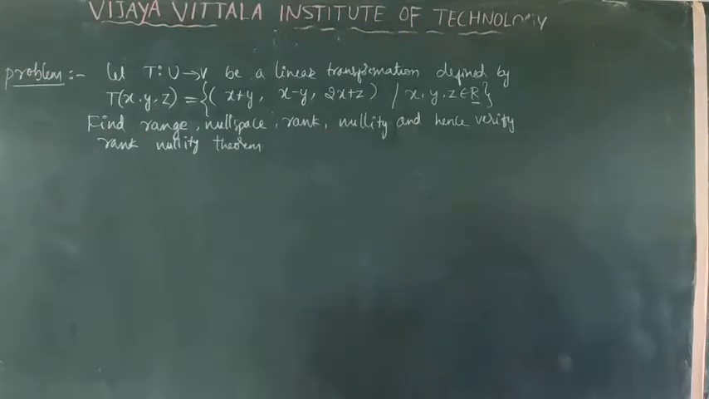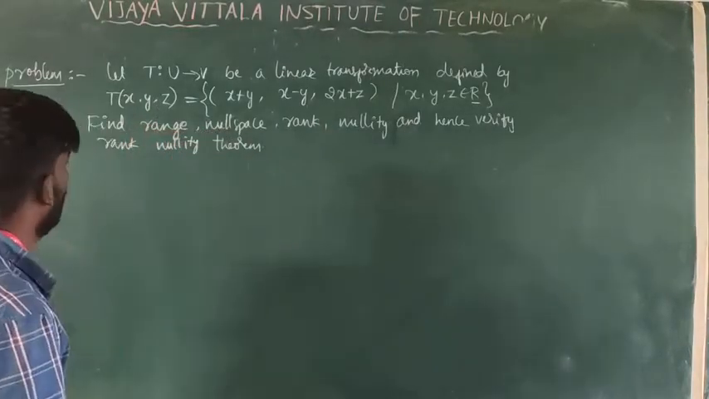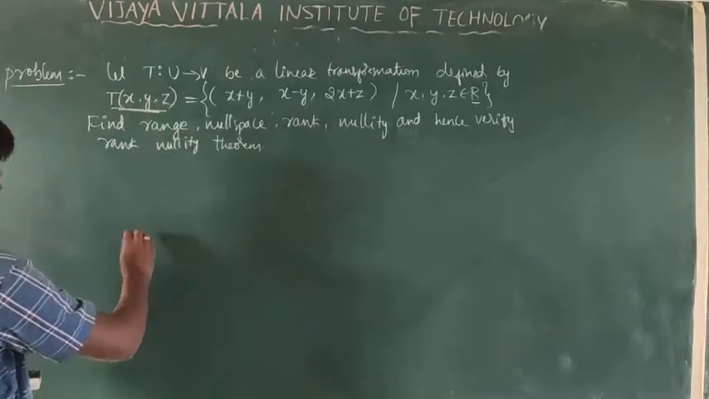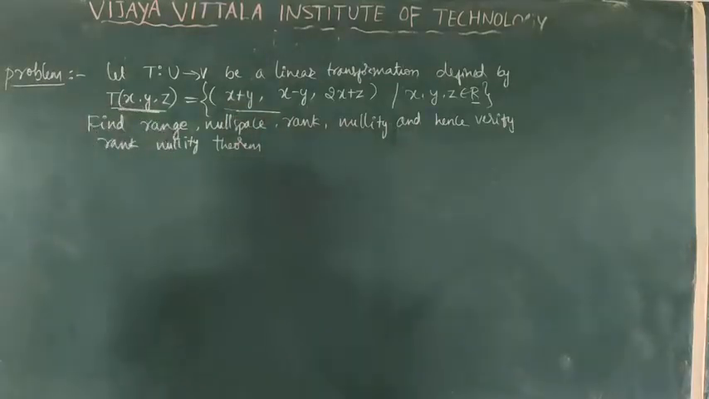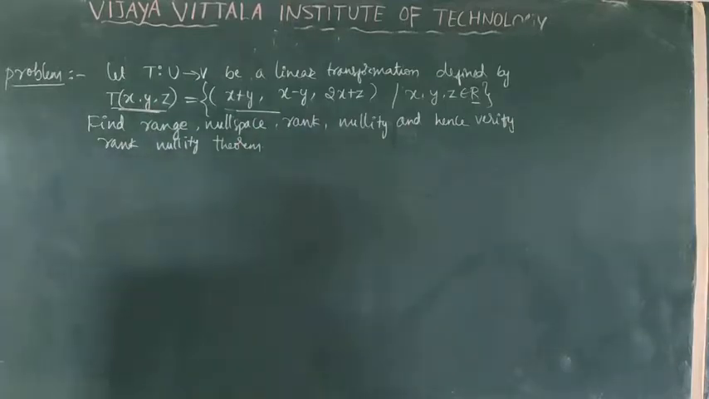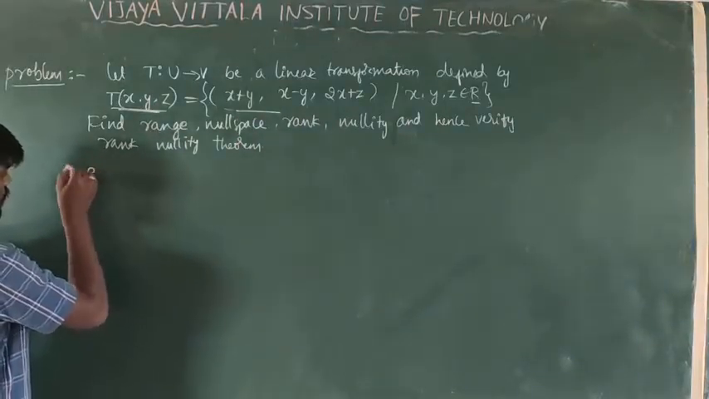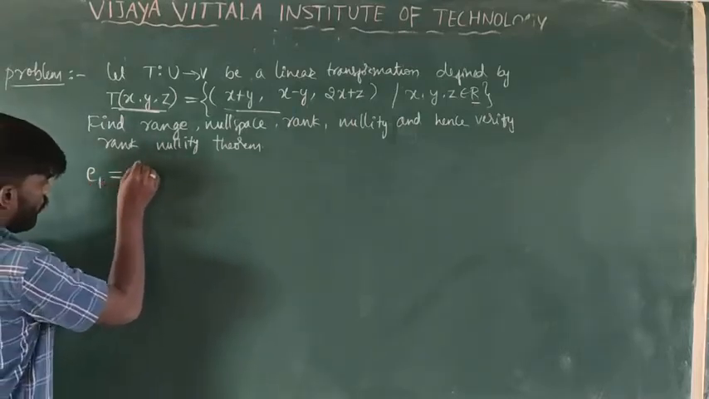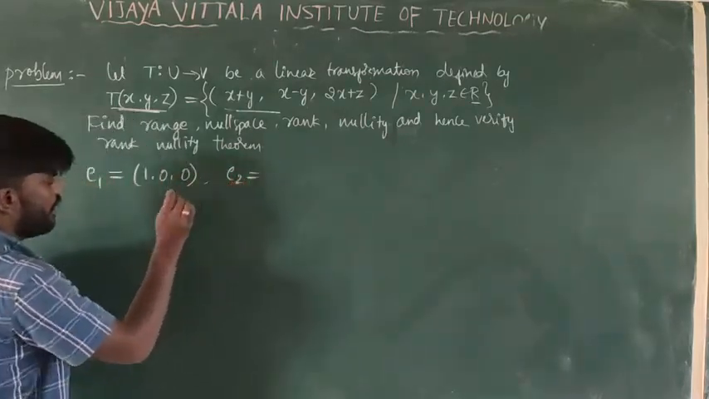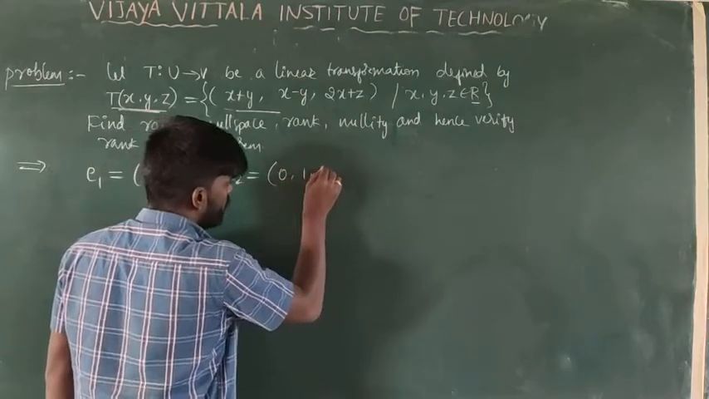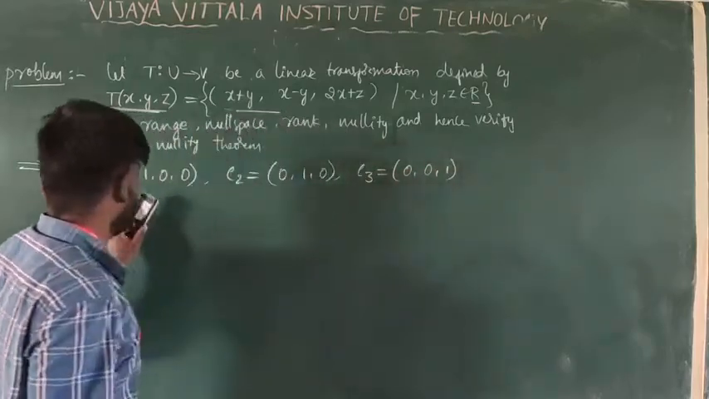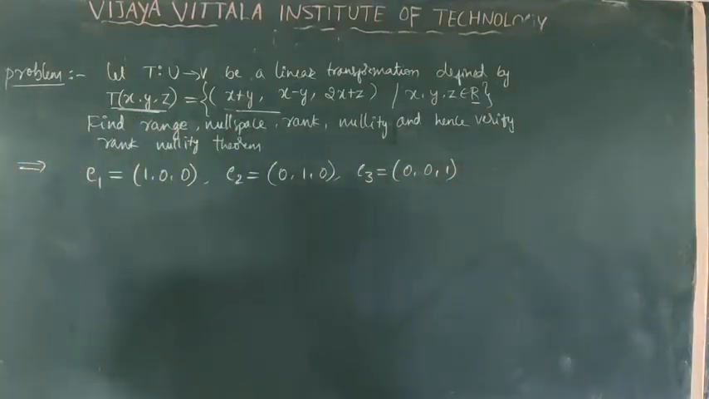First, here bases are not given, so we take the standard basis. The domain is a three-dimensional vector space and the right-hand side is also a three-dimensional vector space. Therefore, we take the standard basis of order 3, which means the three-dimensional standard basis. The standard basis are e1 equals 1, 0, 0; e2, the second standard basis, 0, 1, 0; and e3 equals 0, 0, 1. These three are the standard basis in three-dimensional vector space.